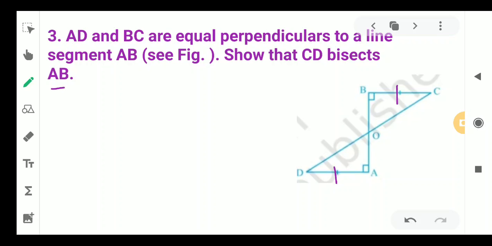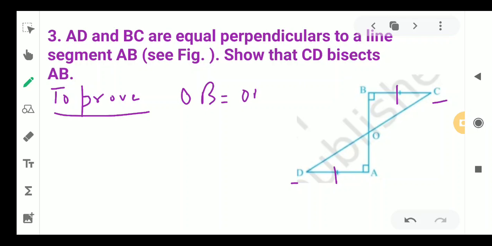Now to prove CD bisects AB. Now this is the CD, C and D. This is the line. We have to show that it bisects AB. Bisects AB means it divides AB into two equal parts. So we have to show that OB equals OA. This we have to show or prove.